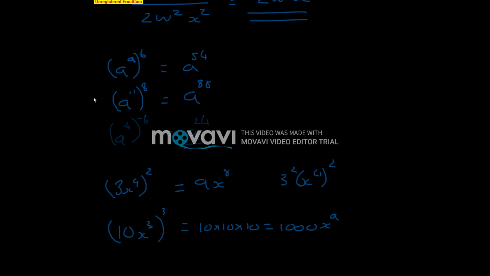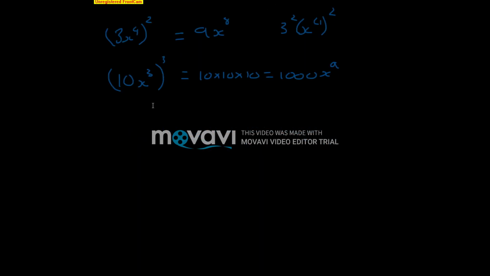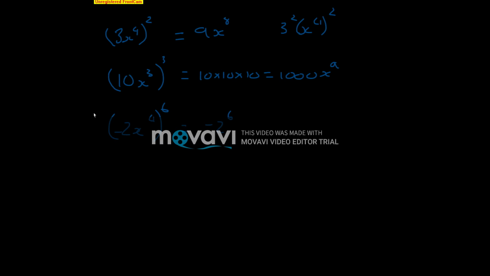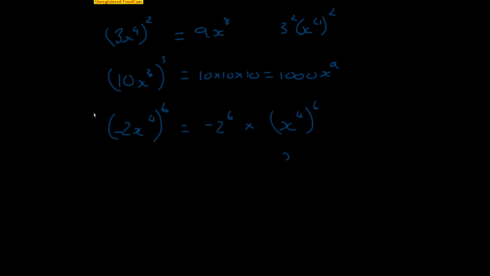Let's do one more. Let's see, minus 2, x to the 4, to the power of 6. So, minus 2 to the power of 6, we're going to times that by x to the 4, to the power of 6. So this is dead easy, we just multiply them, so we know we're going to get x to the 24. This just requires a little bit of work.